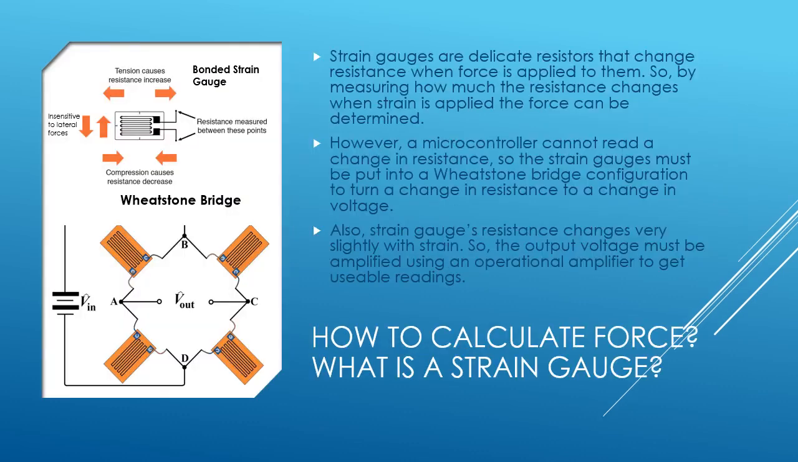Strain gauges are delicate resistors that change resistance when force is applied to them. So by measuring how much the resistance changes when strain is applied, the force can be determined. However, a microcontroller cannot read a change in resistance, so the strain gauges must be put into a Wheatstone bridge configuration to turn a change in resistance into a change in voltage. Also, strain gauge resistance changes very slightly with strain, so the output voltage must be amplified using an operational amplifier to get a usable reading.